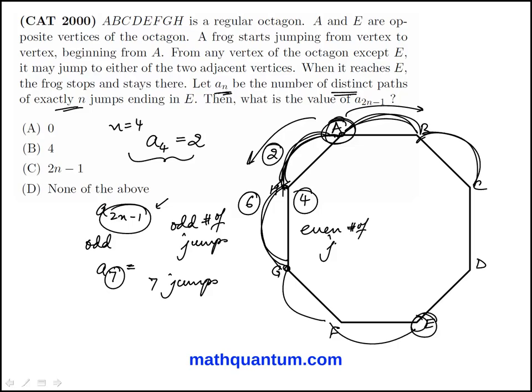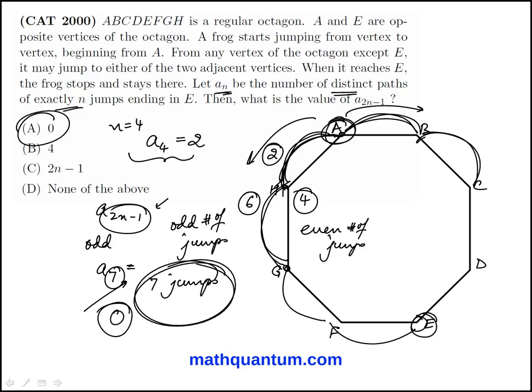So actually, it's not possible to reach from A to E in 7 jumps, which means that the number of distinct paths to reach from A to E in an odd number of jumps is actually 0. So the answer is 0, which is choice A. So in exam conditions, you could just try to create different paths with 7 jumps, and you'll find there isn't any. And you could just use that.